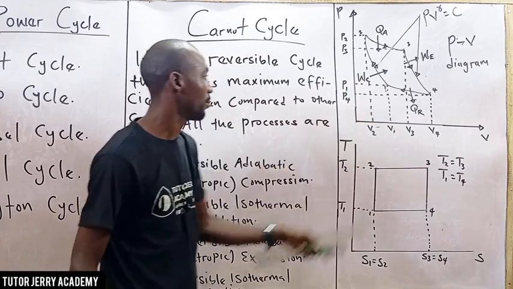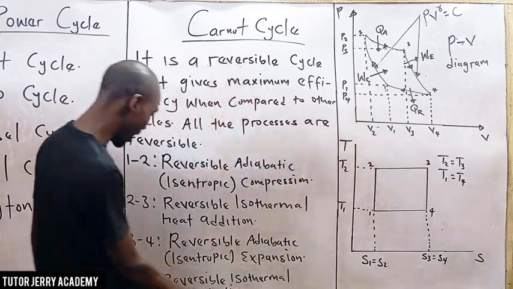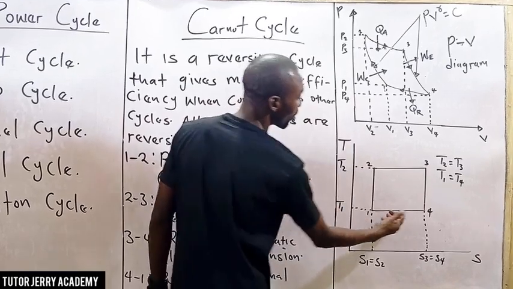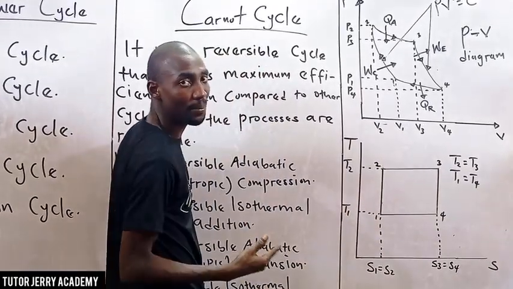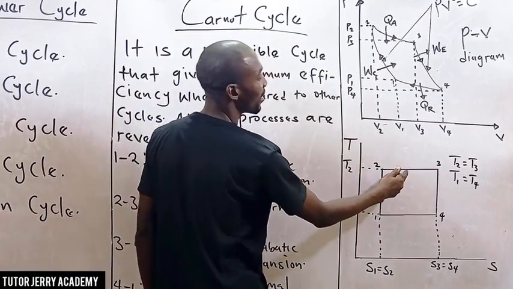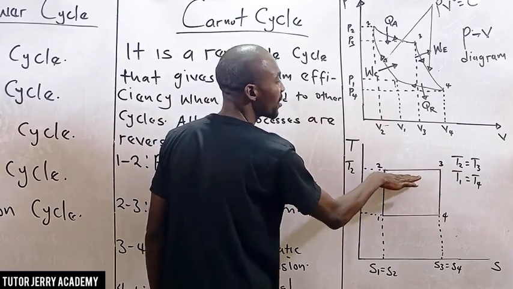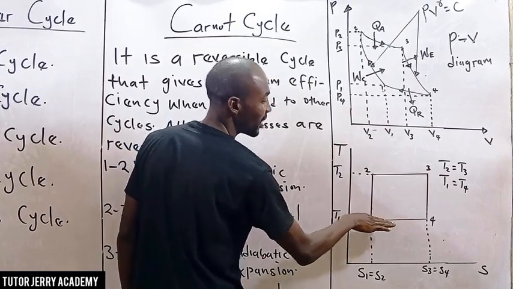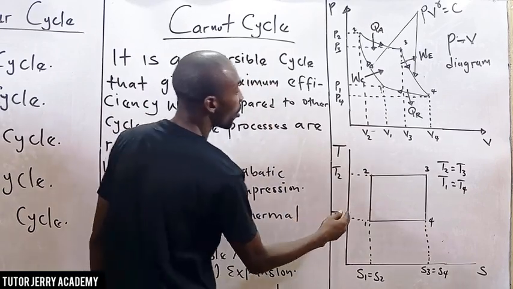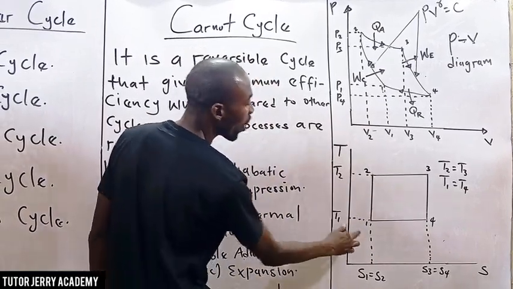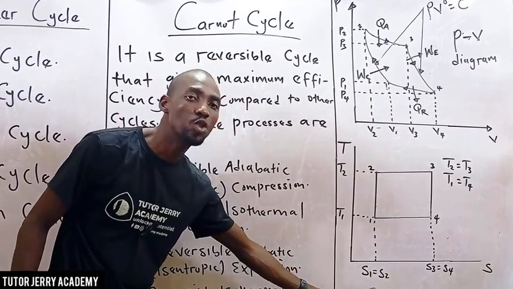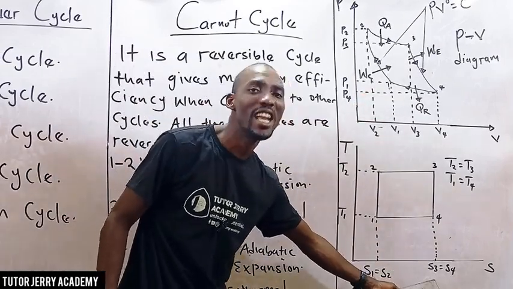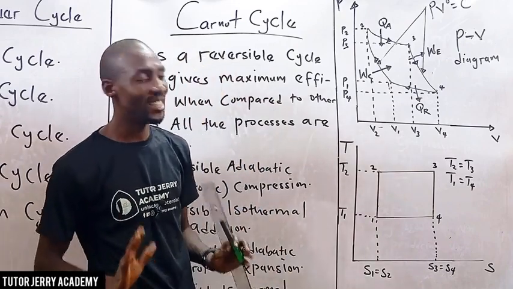All right. And lastly, we have 4 to 1, which is a reversible isothermal heat rejection. So on our TS diagram, that happens at a constant temperature. Exactly. So for heat addition, it must occur at a constant temperature on the TS diagram. For heat rejection, it must occur at a constant temperature as well. All right. So for process 1 to 2, it must occur at a constant entropy. And for process 3 to 4, it must occur at a constant entropy as well. I hope you get this correctly.